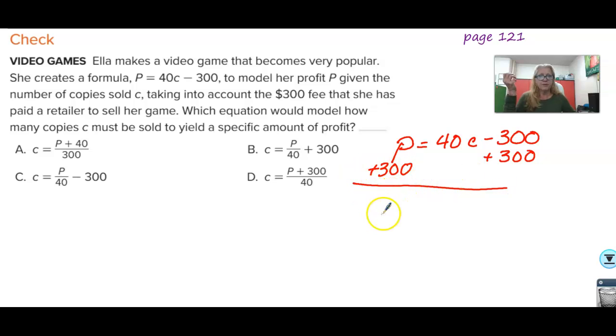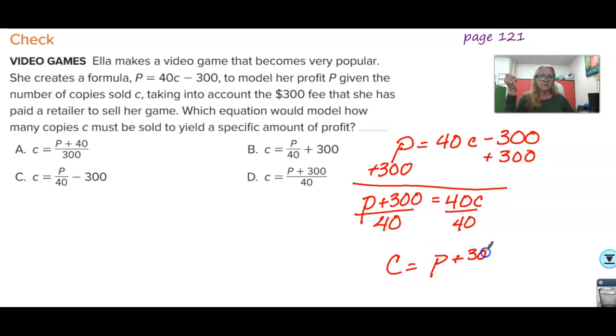And that gives me P plus 300 equals 40C. And then I would divide both sides by 40 to finally get C by itself. And I would get that C is equal to P plus 300 divided by 40. And it looks like D was the correct answer. Okay.